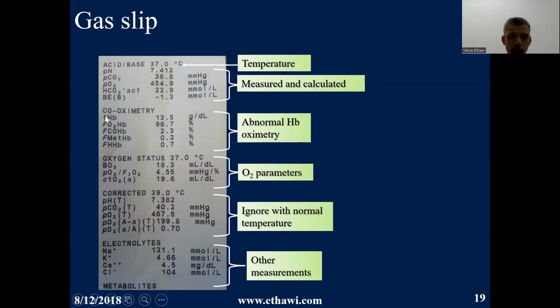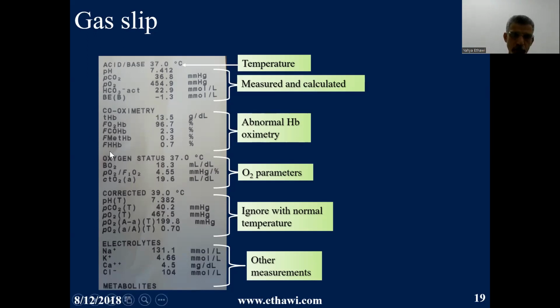The other group is co-oximetry, or carbon monoxide oximetry. It measures the hemoglobin. It also measures the oxygen connected to the hemoglobin and gives you methemoglobin, other types of hemoglobin, in percentages. So you can see that most of the hemoglobin is attached to oxygen, and a few are attached to carbon dioxide. But we also have methemoglobin, and later on we will be talking about methemoglobinemia and how it happens, especially when we give inhaled nitric oxide.